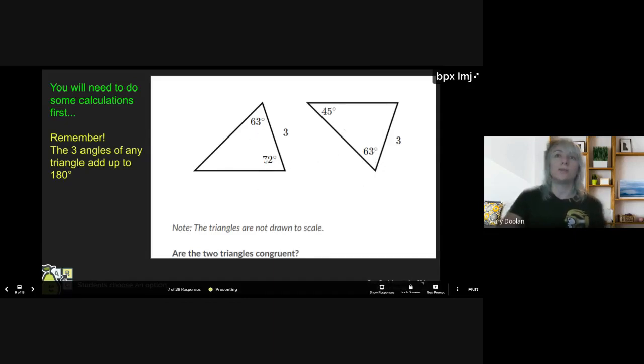So what you need to do on this one before you can answer is think about what the three angles of any triangle add up to. 180 degrees, right? So you might have to do some little calculations here. What is this missing angle and what is this missing angle? And then we can use one of our theorems to determine if the two triangles are congruent.